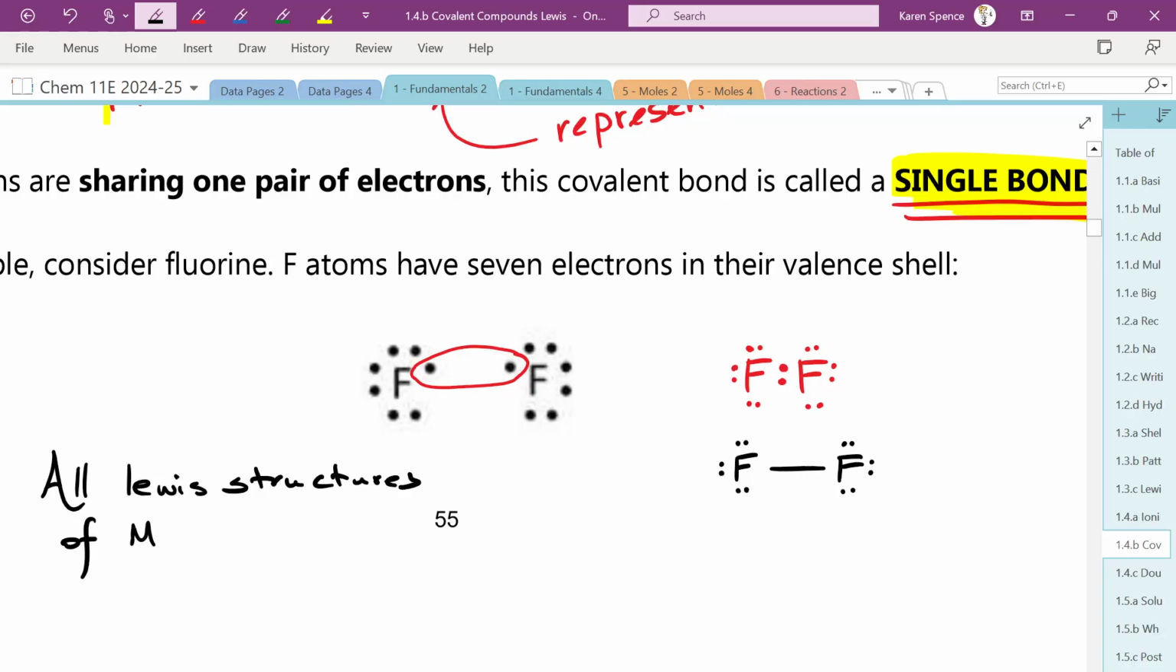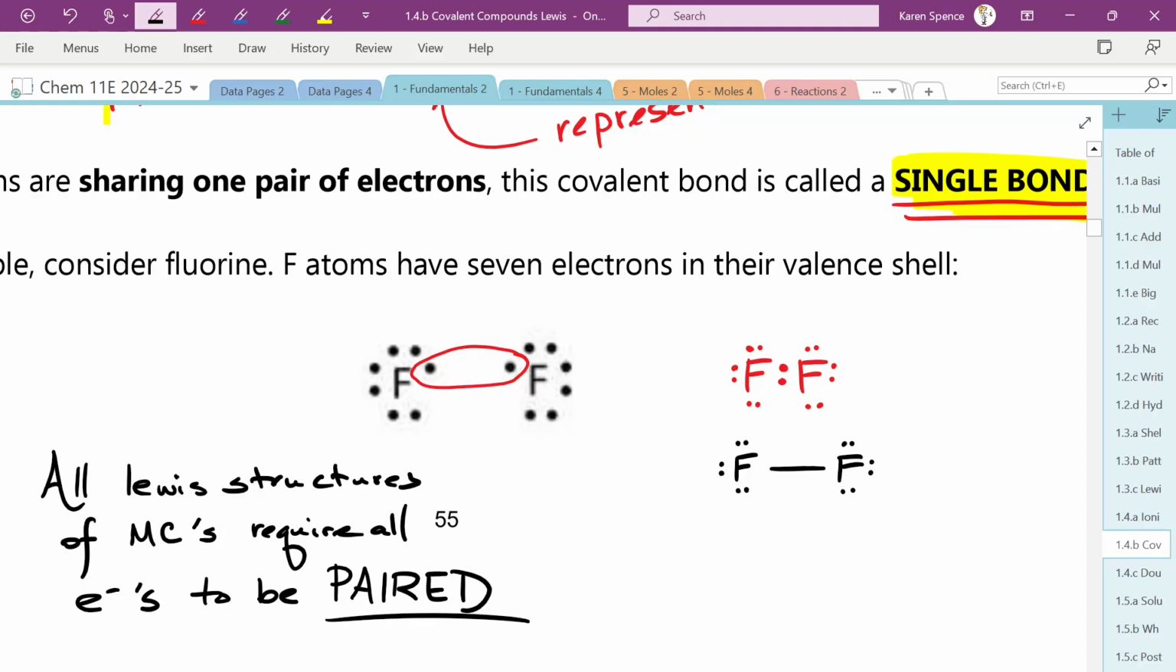Are you guys okay with MC for molecule? Okay. All Lewis structures of molecules require all electrons to be paired. No single electrons, no single dots.